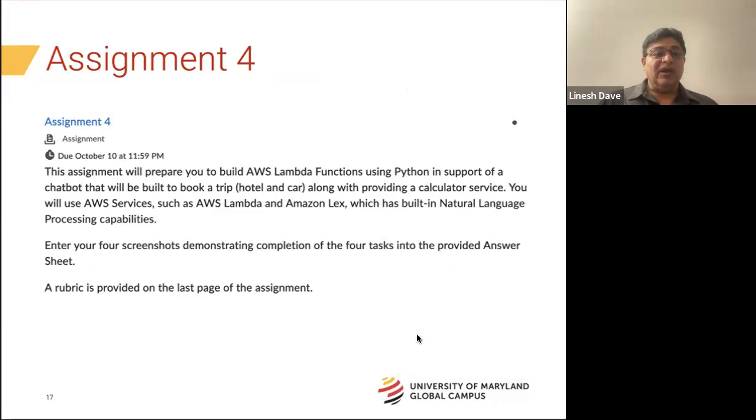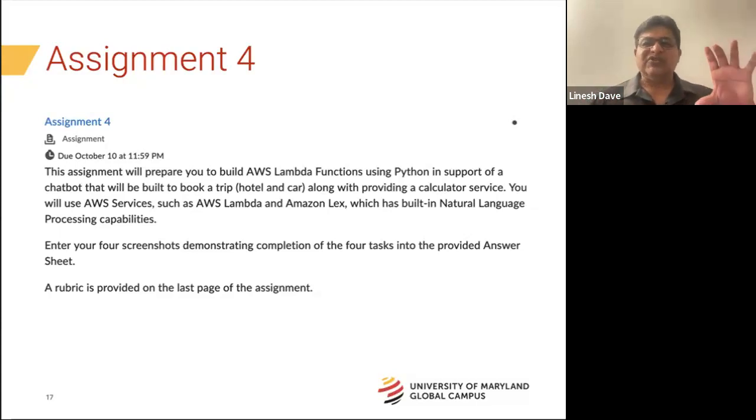This assignment will prepare you to build AWS Lambda functions using Python in support of a chatbot. So you're building a book-a-trip chatbot, like a hotel and car reservation. And you are also going to be building a calculator service. One thing I do want you to remember is that I'm asking for a screenshot at the end showing that you tested the bot. Yes, you could just provide one, but I would really want to see that you've tested it fully, that you have really booked a hotel room, you booked the car, and you've used the calculator service.